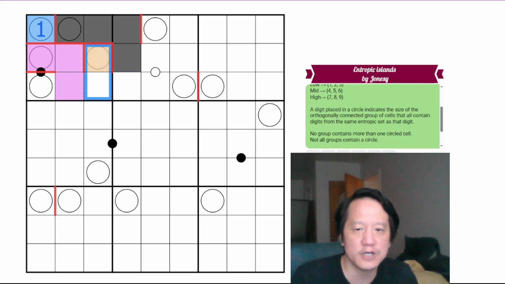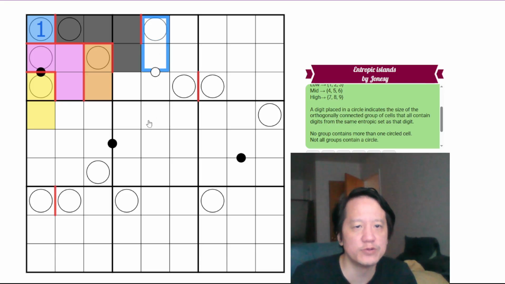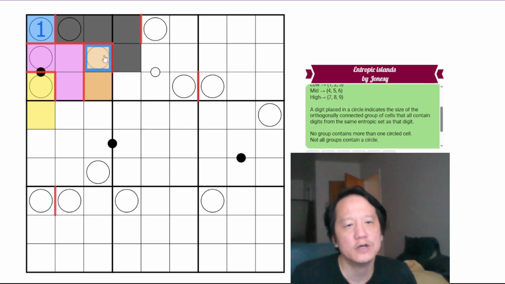That means orange has to go this way, because again, it can't be 1 because of 1 in the box. This has to go down here, because it cannot be size 1. So this is at least size 4. This can't be size 1, but we don't know which way it goes. This could actually be a 2. That's perfectly fine.